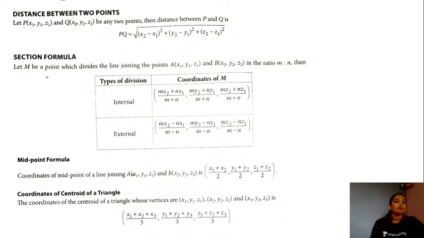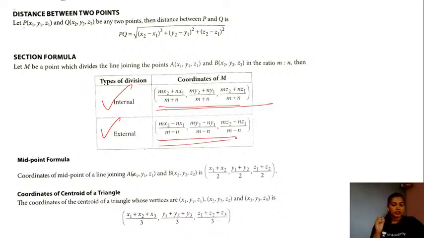Similarly, we have the section formula, where M is any point which divides the line joining the points A and B in the ratio m is to n. The internal coordinates of M are given in this way and the external coordinates are given here. Similarly, we have the midpoint formula and the coordinates of the centroid of the triangle.